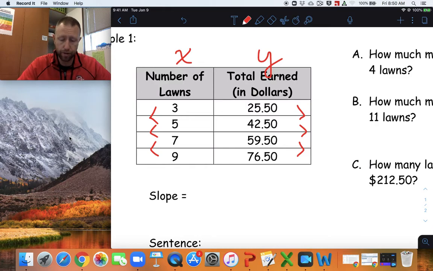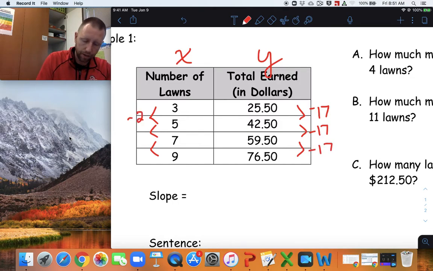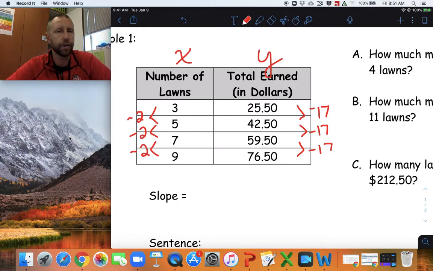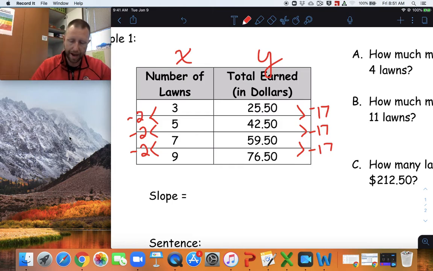2550 minus 4250. Well, that's a change of 17. It's actually negative 17. 4250 minus 5950, that's another negative 17. And 5950 minus 7650, that's another negative 17. 3 minus 5 is negative 2. 5 minus 7 is negative 2. And 7 minus 9 is negative 2. So what I have here is going to be a negative over a negative, so I know my slope's going to be positive.